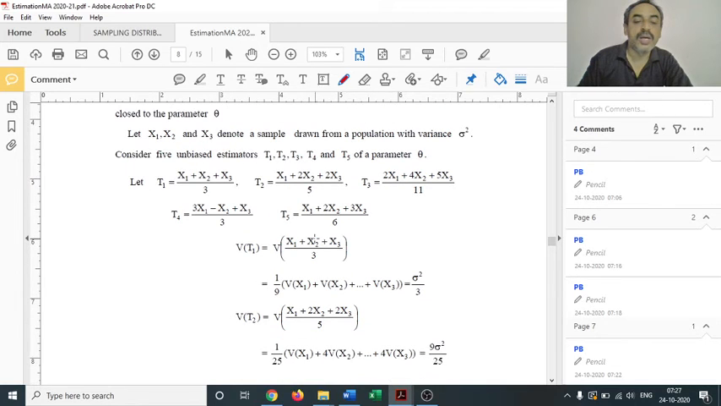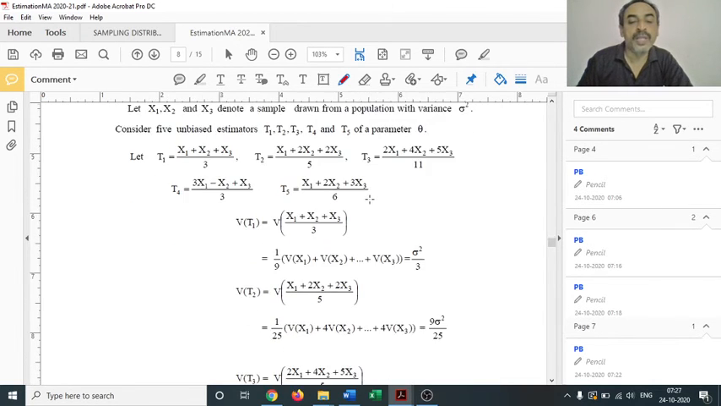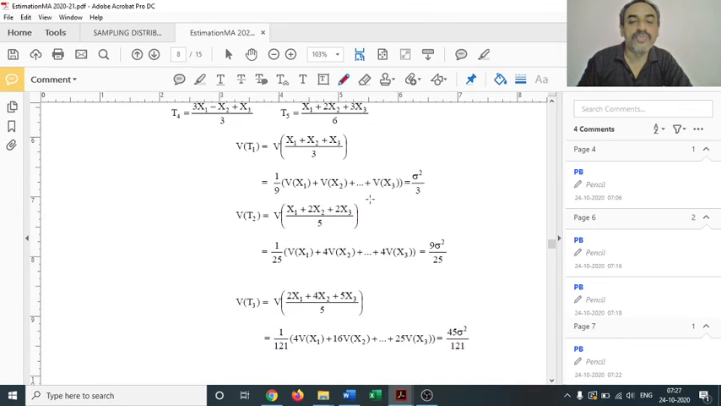You can see that all these estimators are unbiased. That's by considering E of T1, E of T2, E of T3, E of T4 and E of T5. You can show that all these expectations are equal to theta. Therefore, these 5 estimators are unbiased estimators, and therefore they are eligible for efficiency check. Now, next our idea is to identify the estimator having least variance.